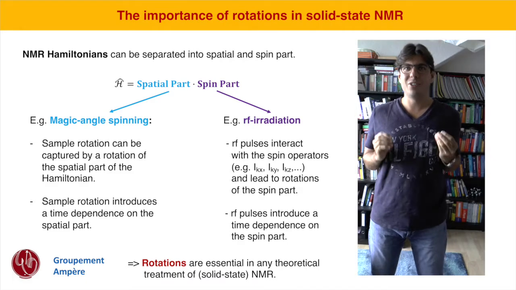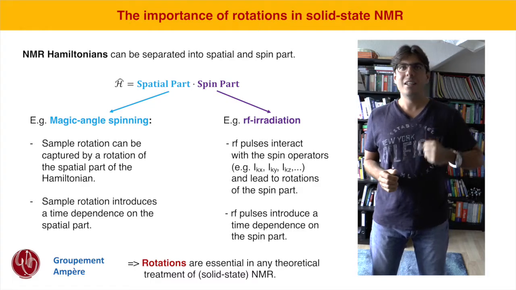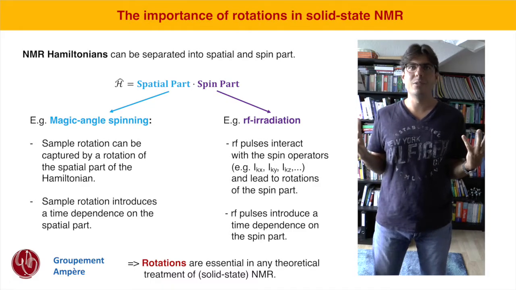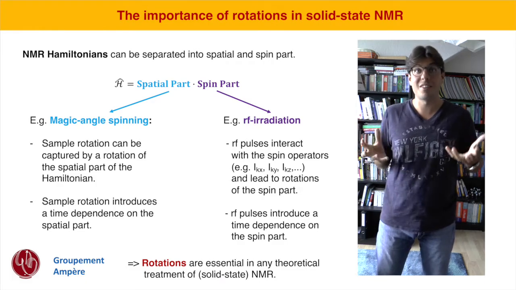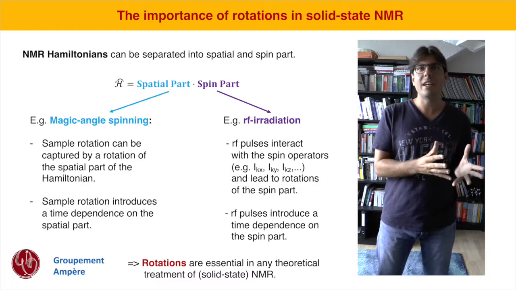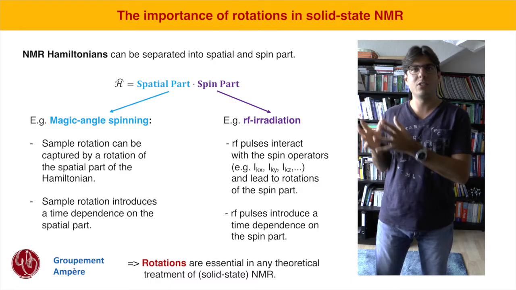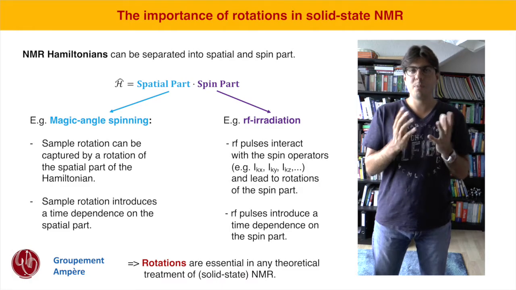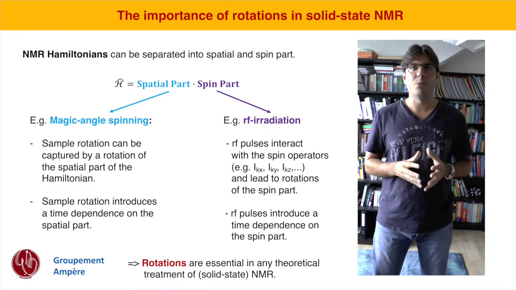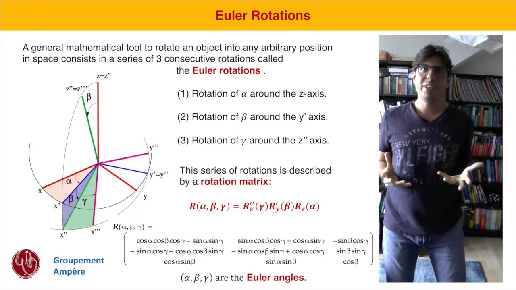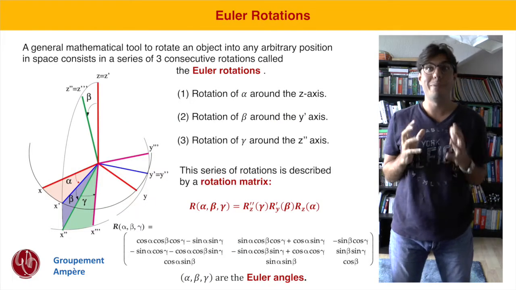So what do we learn from this slide? Well, be it magic angle spinning, be it RF irradiation, which are two of the main components of solid state NMR, in both cases we are talking about rotations of the spatial part or rotations of the spin part. And in this manner, it should become clear that rotations are really at the heart of solid state NMR. And now let's think about how rotations are treated mathematically.